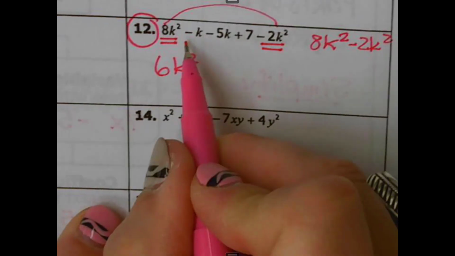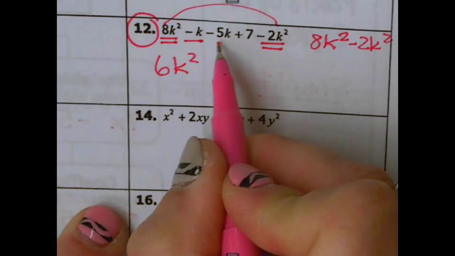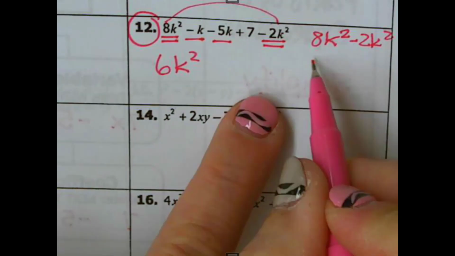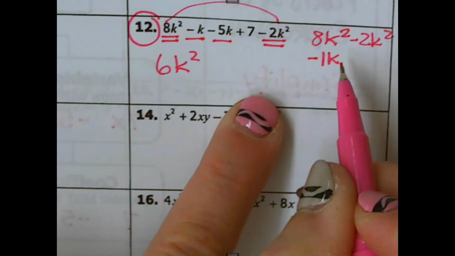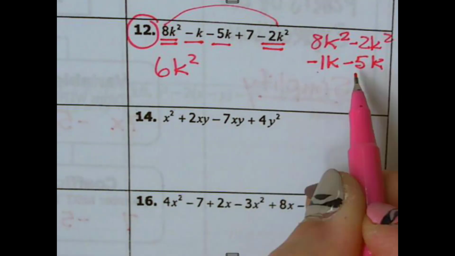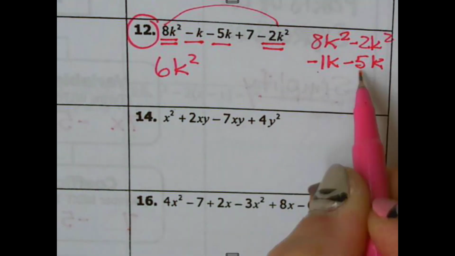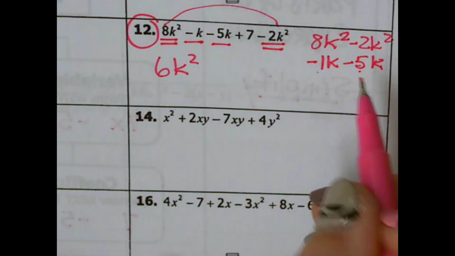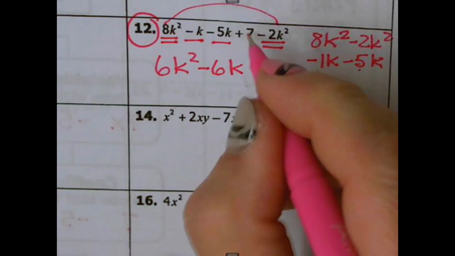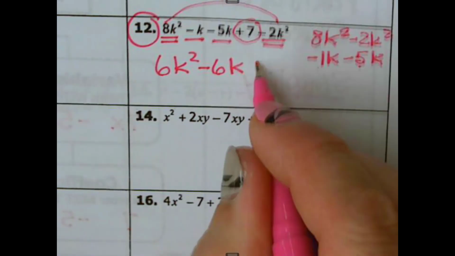I'm going to single underline anything that's to the first power. Now don't forget the coefficient would be 1. If that helps you, write it. Negative 1k minus 5k. Okay, I'm thinking in my head, same sign, add them together, sign stays the same. I say that all the time. So I have negative 6k. And then I just have that one constant, but that's still part of our answer.